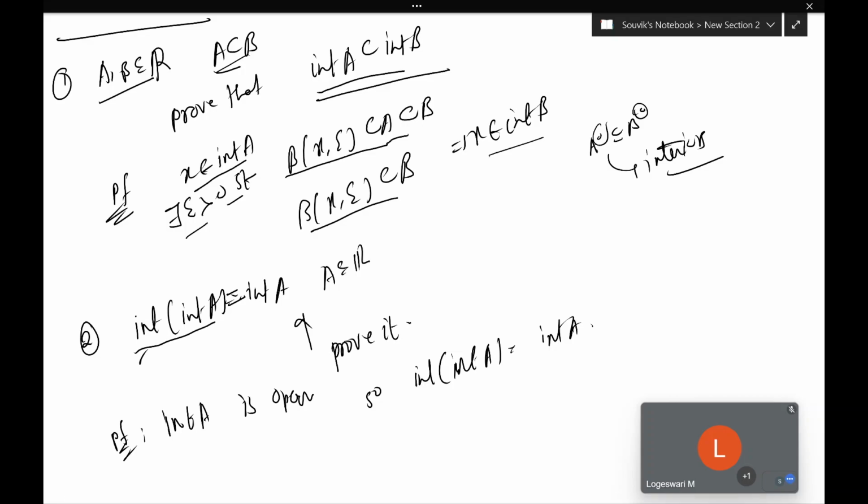So here, to check that the interior of A is a subset of R, how to prove it? Proving this is the same as saying that the interior of A is an open set for any A, right? We've already proved the interior is an open set. That's, the interior of the interior is the interior. Okay.